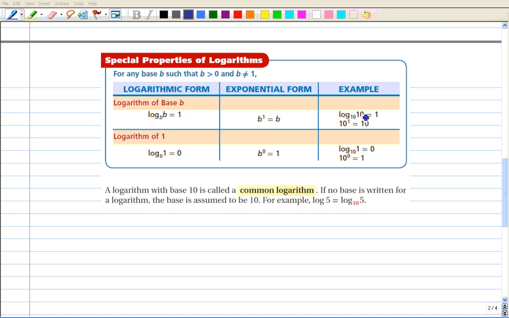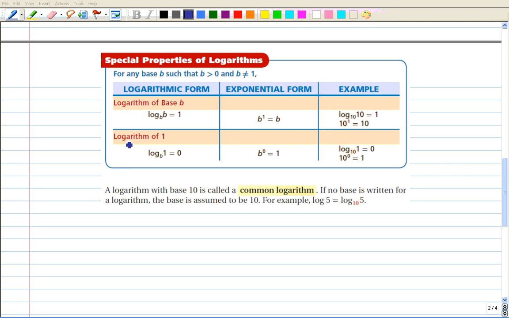So log base 10 of 10 equals 1 because 10 to the first power equals 10. Or if you saw log base 2 of 2, that would equal 1. So that's just saying if you have a log of base b of itself, you'll equal 1.